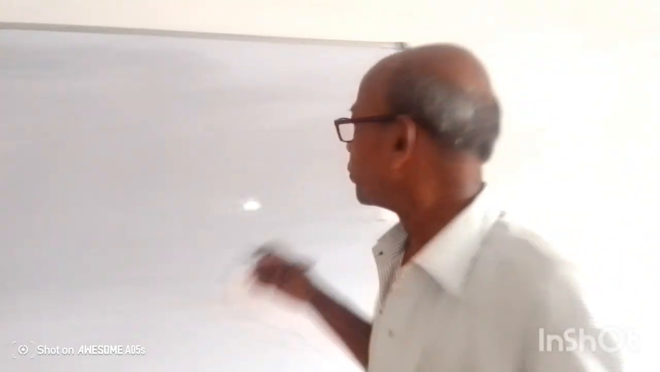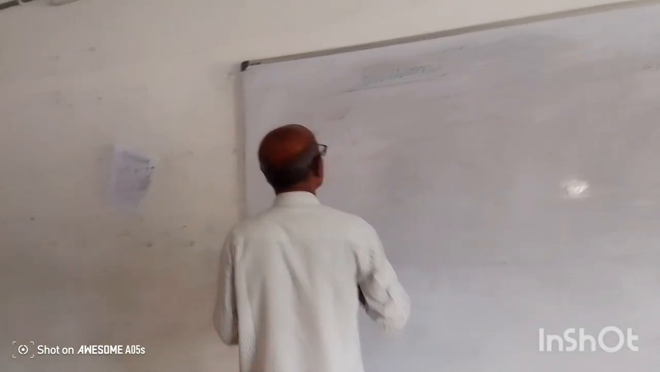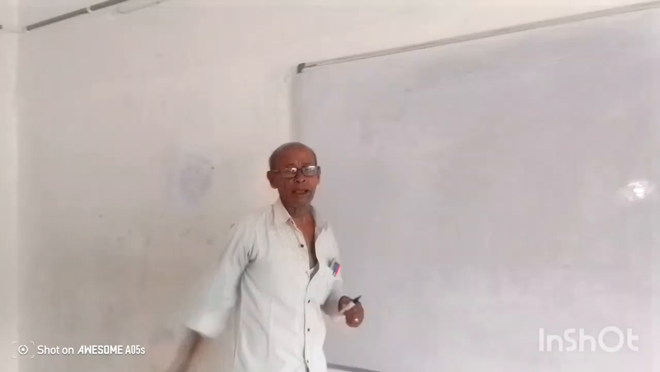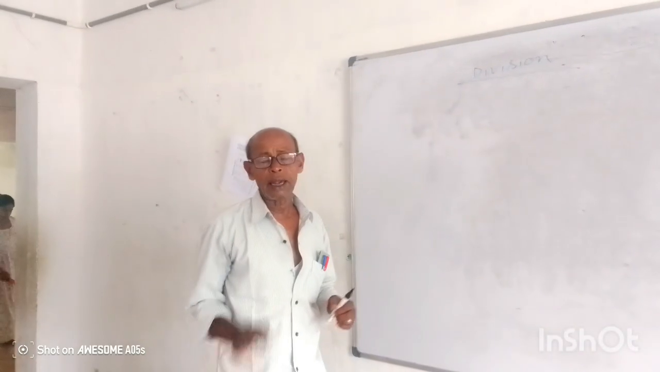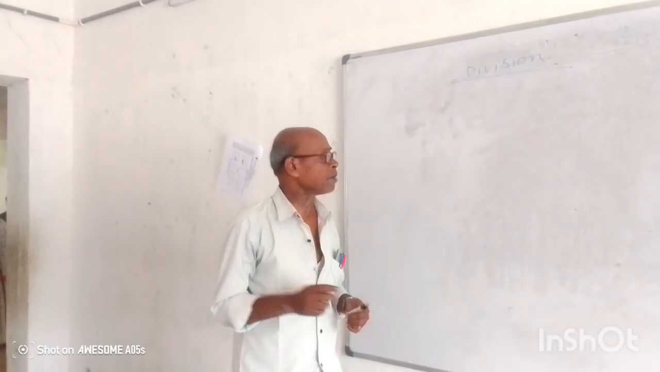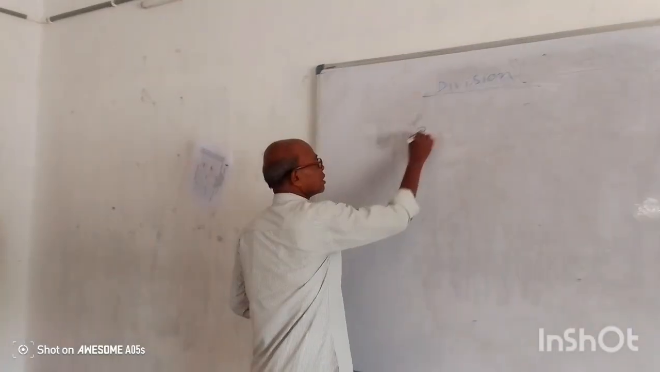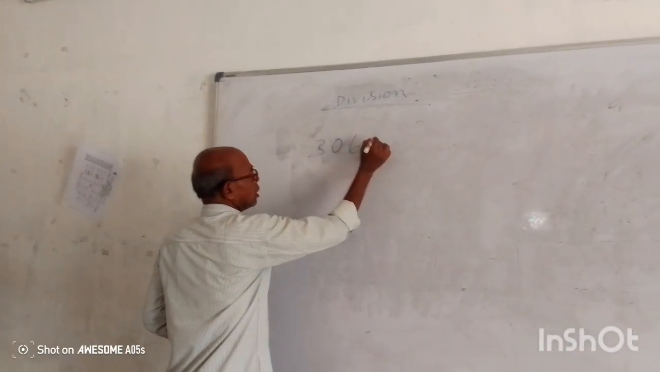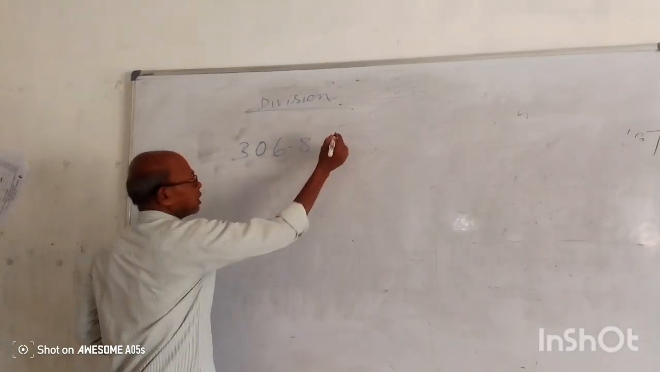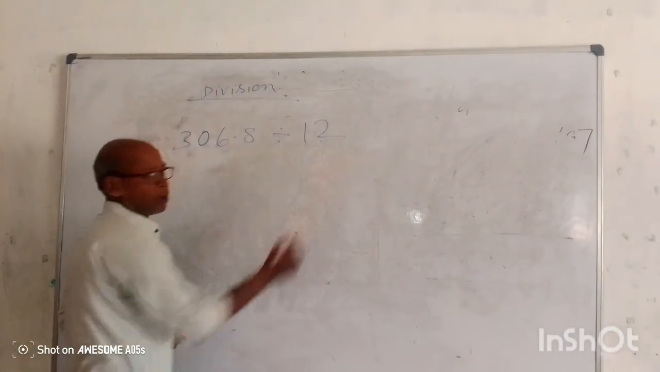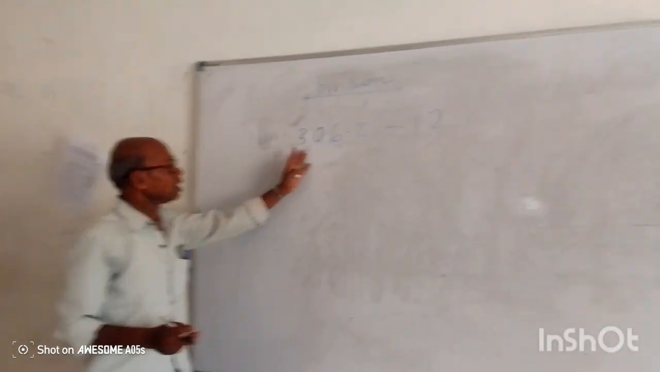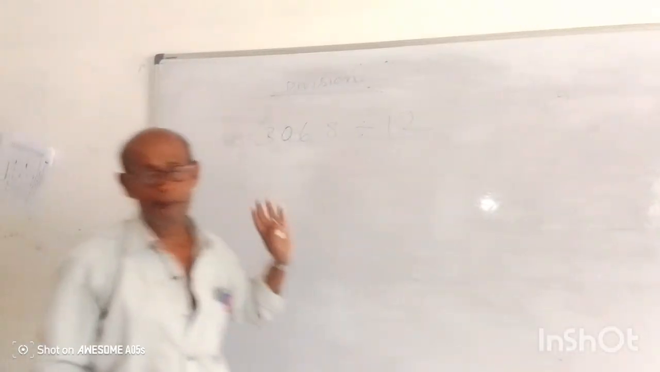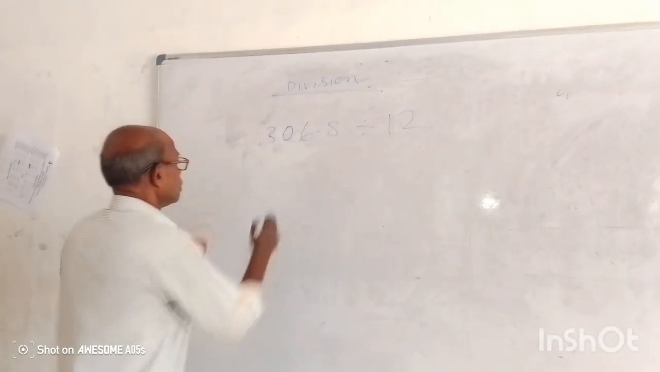Today we will read about the division of a decimal quantity by a whole number and the division of a decimal quantity by a decimal quantity. Like this 306.8. Suppose I am interested to divide it by the whole number 12. So division of a decimal quantity by a whole number is very easy.